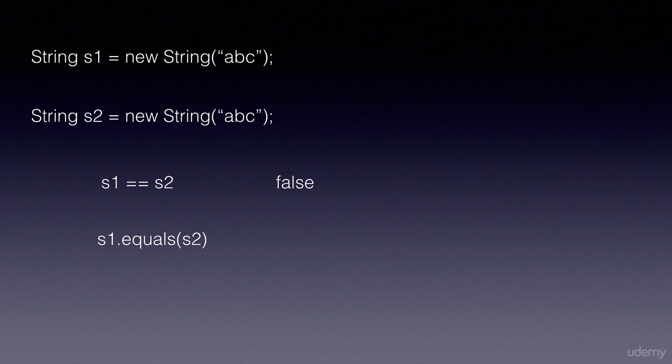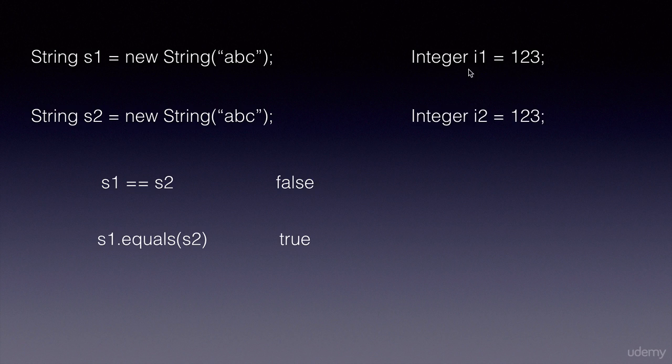But if we use s1.equals(s2), it will do a deep comparison because the equals method is overridden on a string class and it will return a true. Similarly, for the wrapper types, Integer i1 equal to 123, Integer i2 is equal to 123. If we do i1 == i2, it will return a false. But if we do i1.equals(i2), it will return a true.